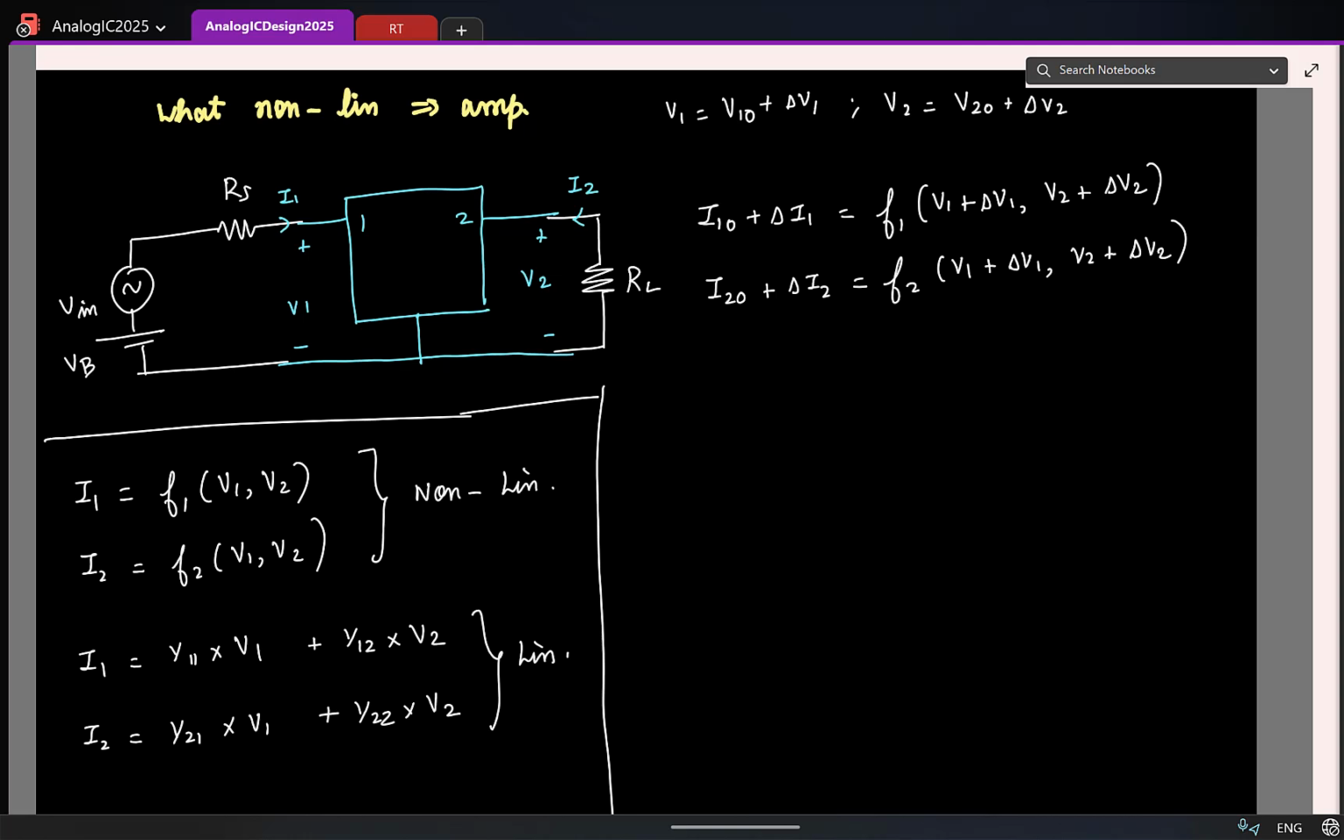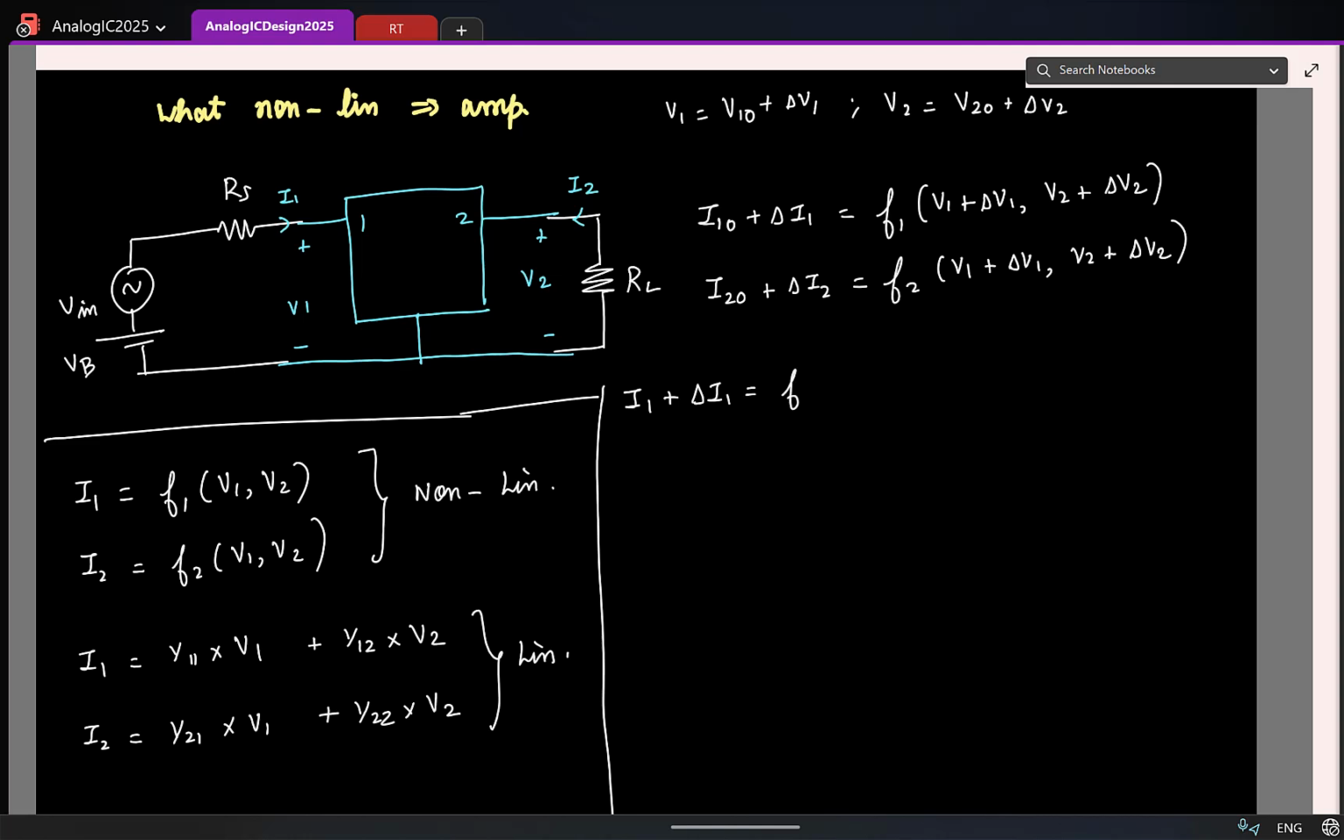Now again, remember I have a nonlinear function. Once again, I'll assume that my delta V's are sufficiently small. How small we'll see later. But let's assume that they are sufficiently small to make small signal approximation. So just like for the one-port nonlinear function, we expanded using Taylor series. Here also I can expand using a two-variable Taylor series. So I'll just write it. If you don't remember, it's okay. So this is how it will look. The steps are not important, the final result is important.